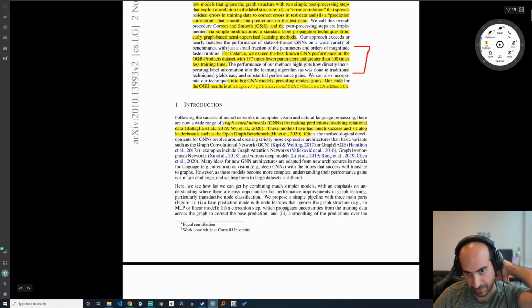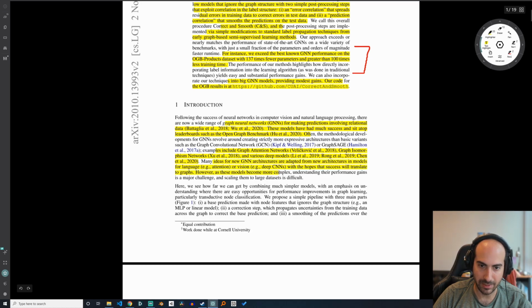So often methodological developments create better architectures, such as graph attention networks, graph isomorphism networks, and various deep models. And then many of the ideas are, yes, okay. So basically what this is saying is that we had transformers and CNNs work really well in their domain, so why wouldn't we incorporate their ideas into graphs? It's a very natural idea, but here they're saying, well, actually, we realized with simpler models we don't need this.